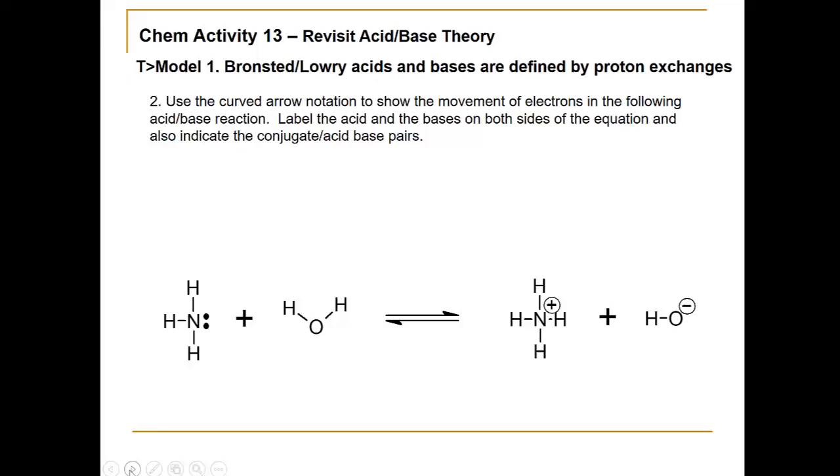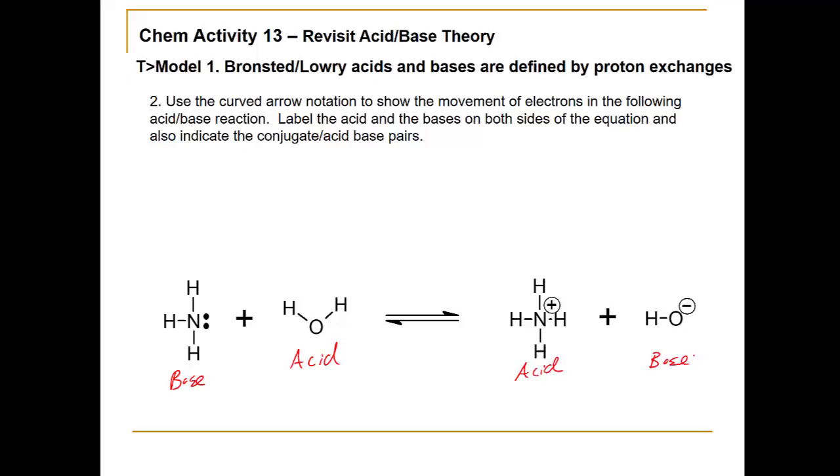So first of all, what might be helpful is to actually label who are the acids and who are the bases in this reaction. So starting on the left-hand side, in fact, it turns out that it's water that's acting as the acid. It donates a proton to the ammonia. And so I'm going to label the ammonia as our base. And on the other side, it's the ammonium ion that's acting as the acid and the hydroxide ion that's acting as the base.